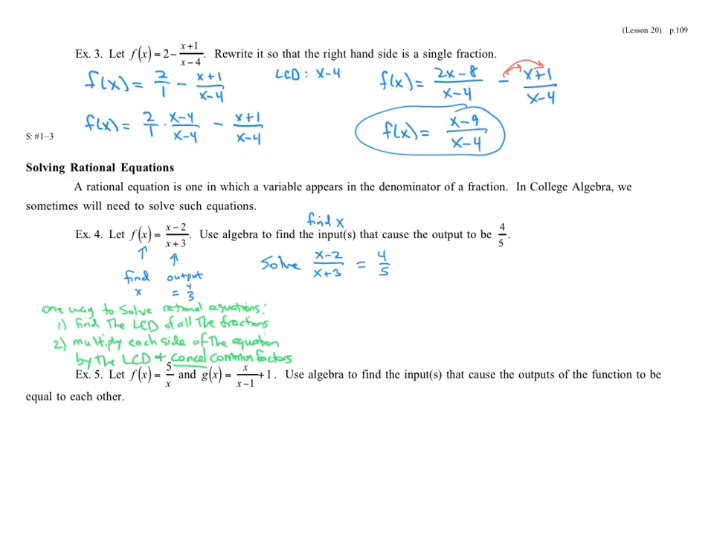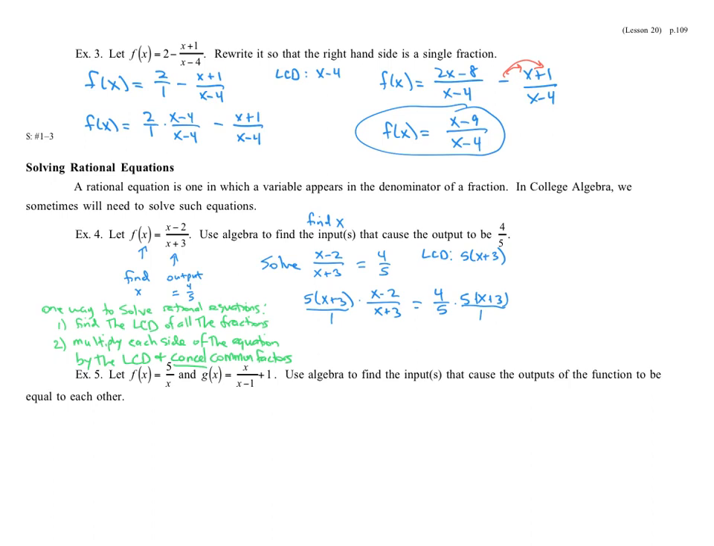Let's do that with this equation and see how it works. The LCD is 5 times x plus 3, so we multiply 5 times x plus 3 times the left-hand side and the right-hand side. Notice that as we do this, we're not multiplying by 5 times x plus 3 divided by itself. It's 5 times x plus 3 over 1. This is an extremely important difference because what it allows us to do now is to cancel common factors.